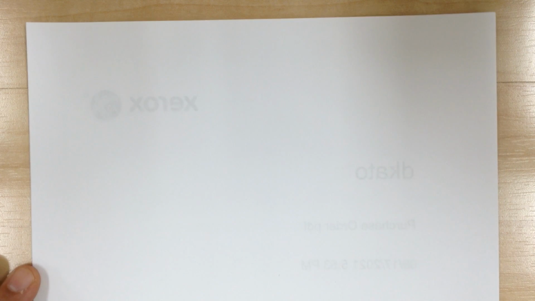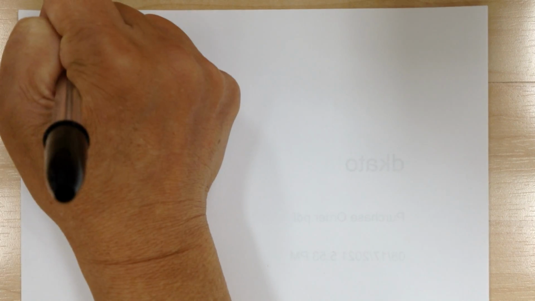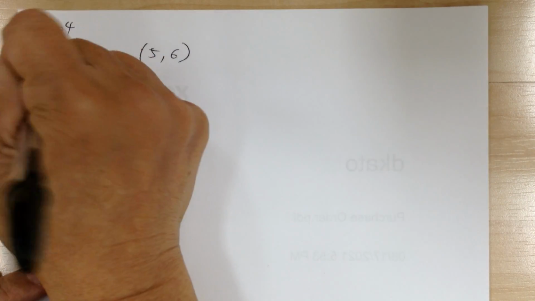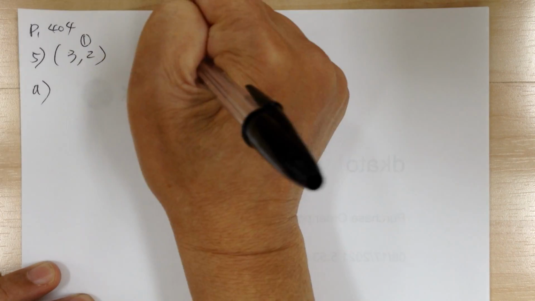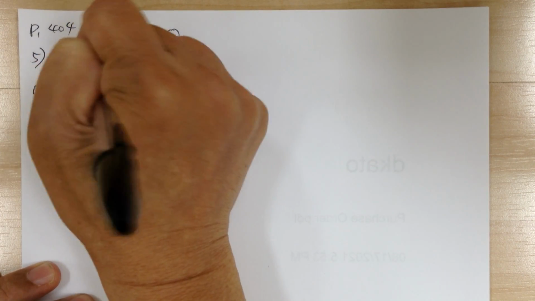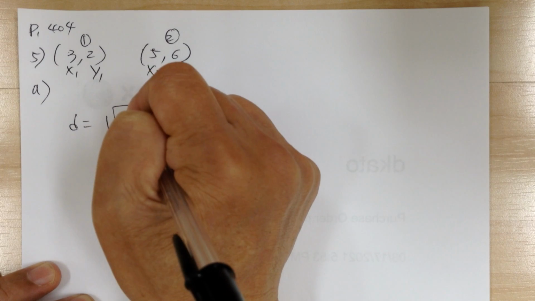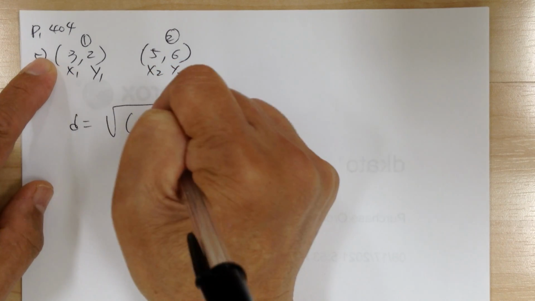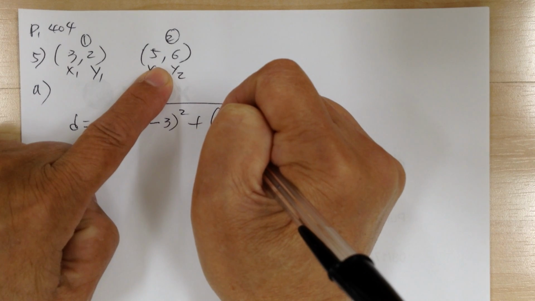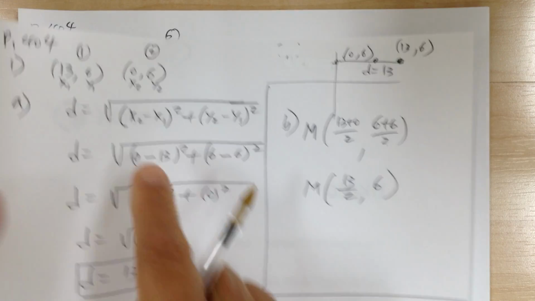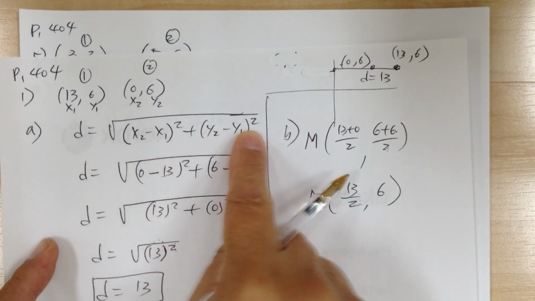Okay, number 5. Okay, number 5, you have 3, 2. You got 5, 6. Okay, so for part A, again, distance. So again, this is point 1, point 2. So it'll be x1, y1, x2, y2. So distance will equal to square root of x2 minus x1 squared plus y2 minus y1 squared. So I'm just using the distance formula over and over. Okay, so make sure you know your distance formula.